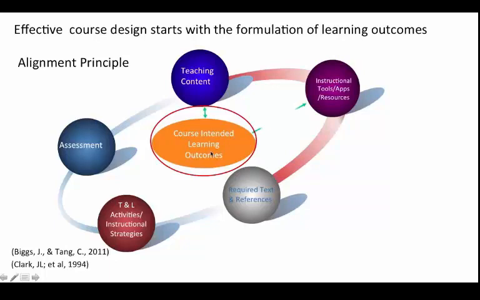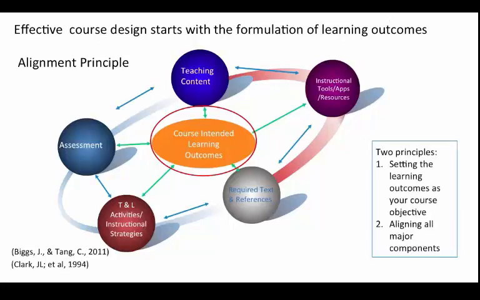Alignment means that the teaching content, instructional tools, the required text, the teaching and learning in class and co-curricular activities, as well as the assessment forms, are all aligned and oriented towards the learning outcome. There are two principles at work in a well-formulated course. The first involves setting your learning outcomes as the orienting principle for all the other elements. And the second involves aligning those elements with each other and the learning outcomes.